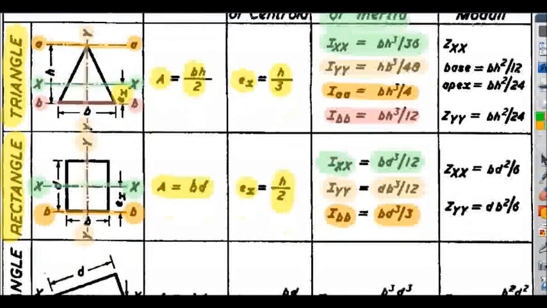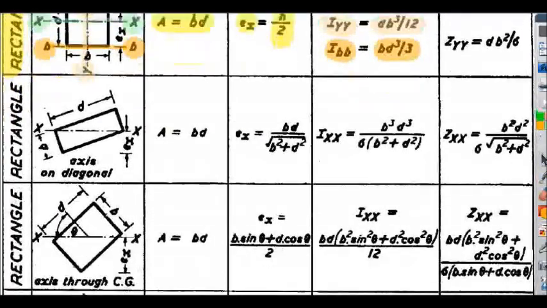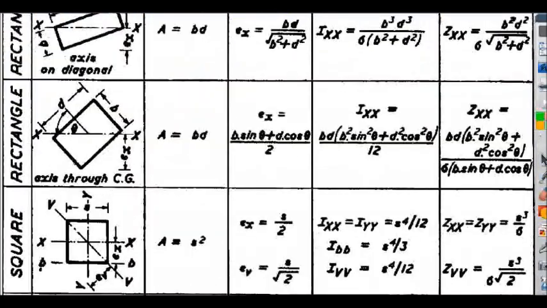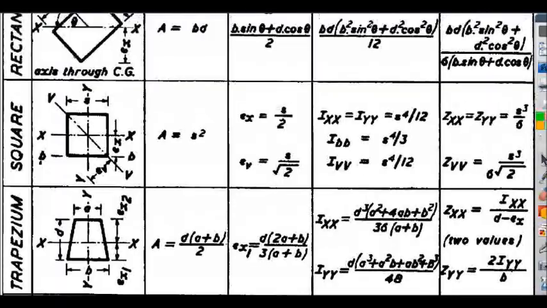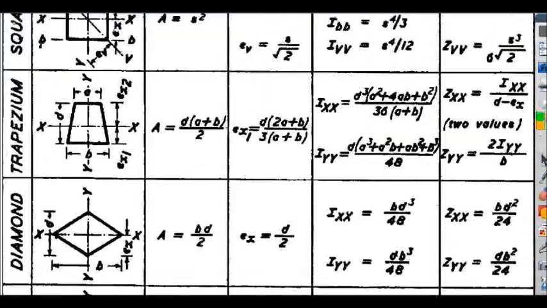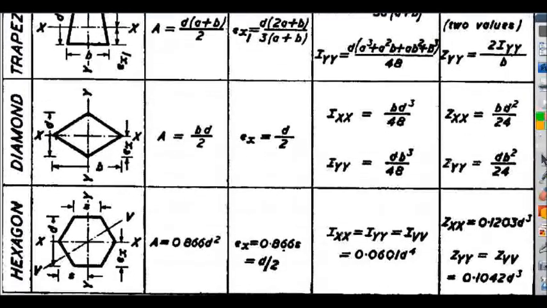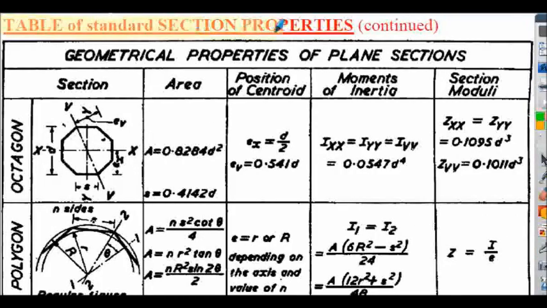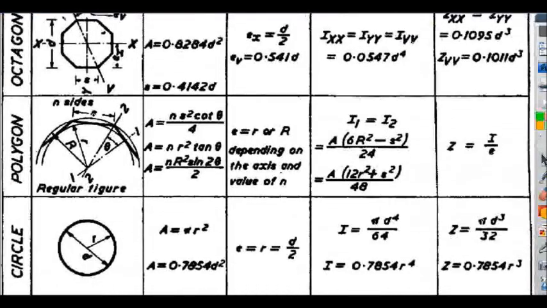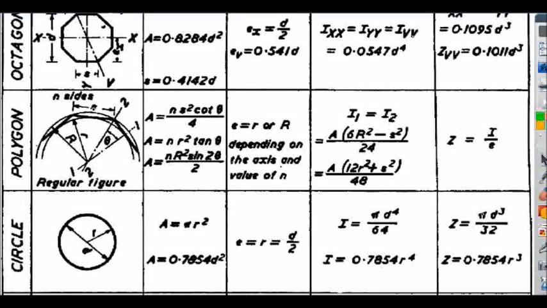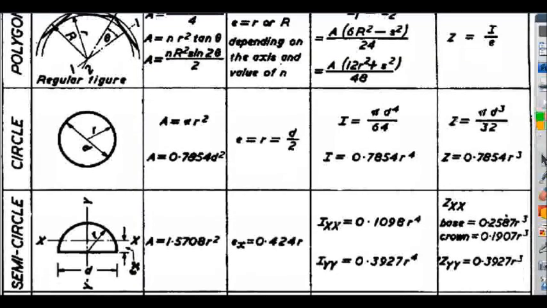Just showing you further illustrations in the table. We've got tilted rectangles, square section, trapezium, diamond shape, hexagon, and our table of standard section properties are continued here. We have an octagon, polygon, a circle, we have a semicircle which we'll be using in a moment.